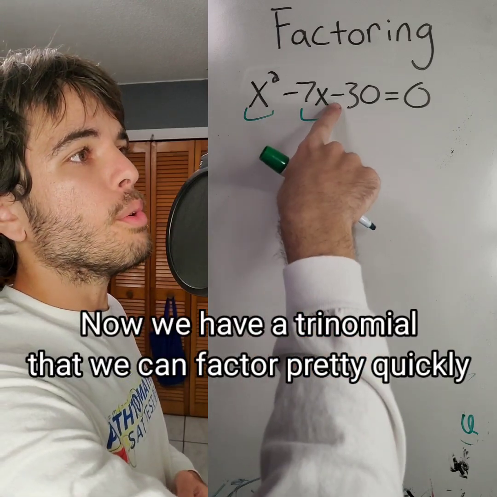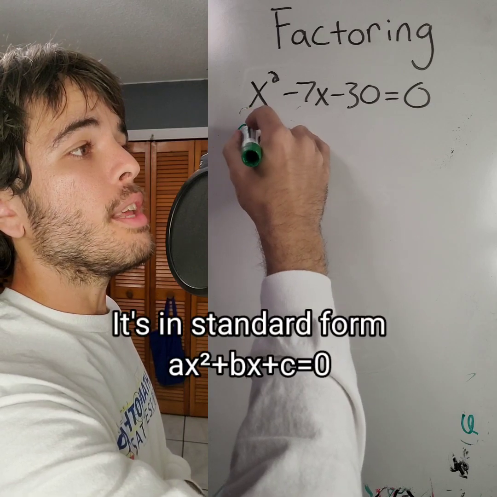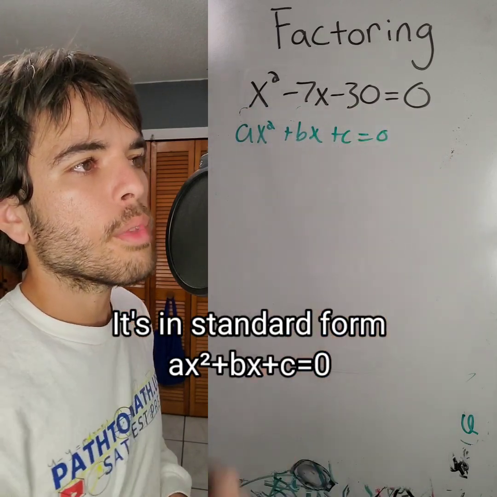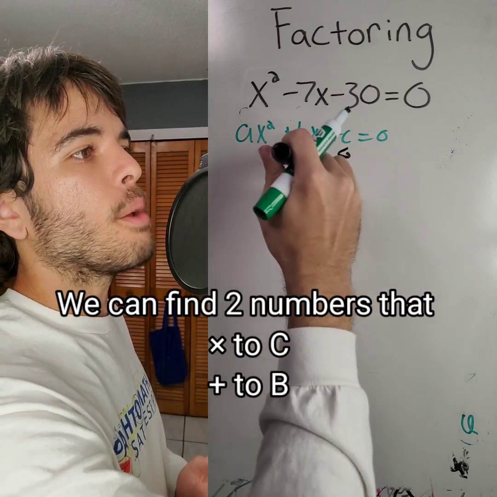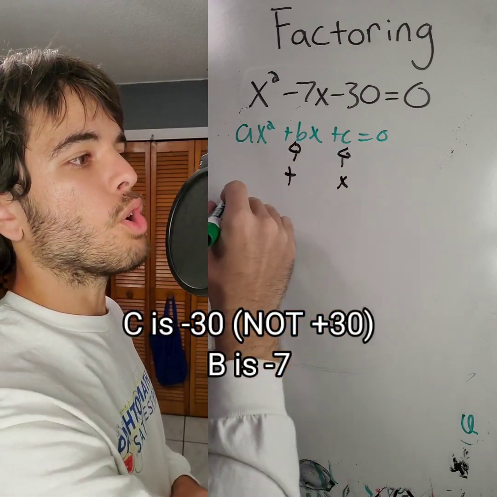Now we have a trinomial that we can factor pretty quickly. We could factor this since it's already in standard form, ax squared plus bx plus c equals 0. We can find two numbers that multiply to the c term and add up to the b term. And so let's organize those terms.